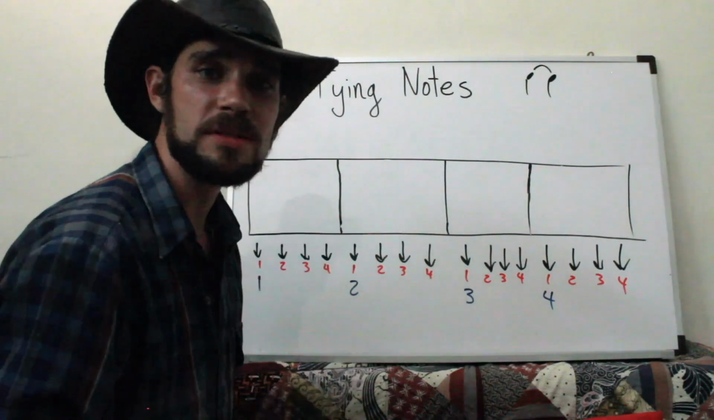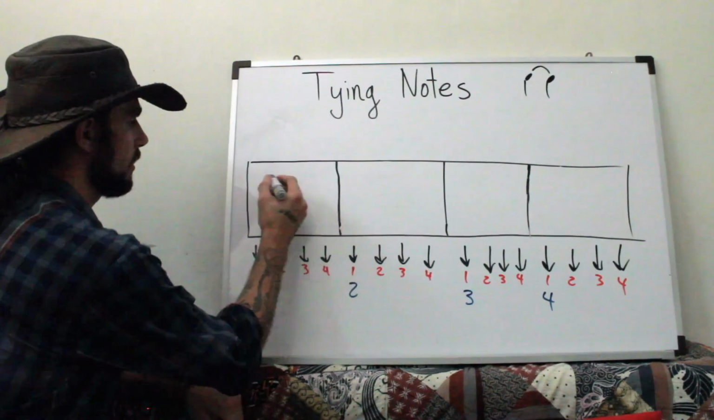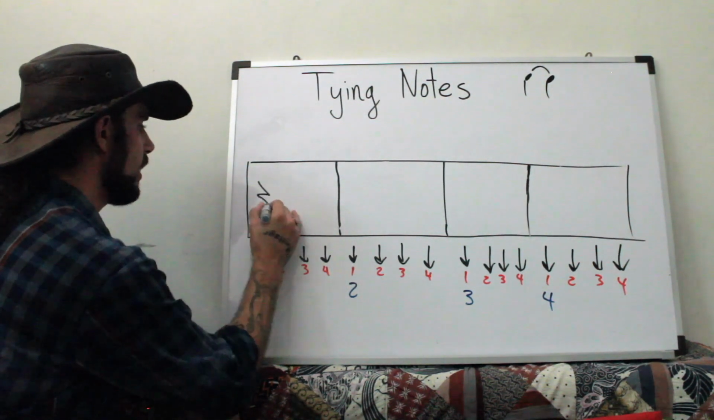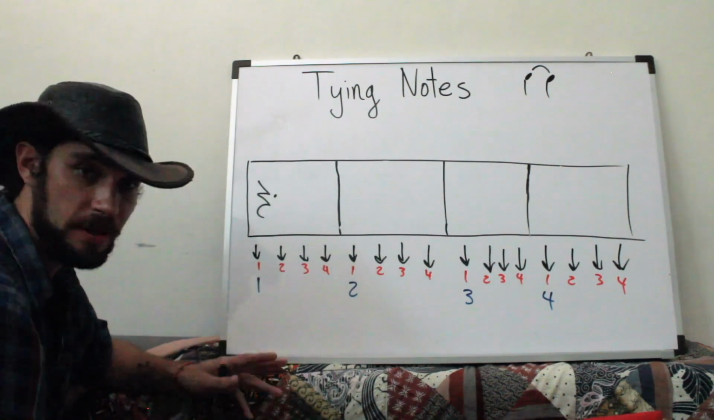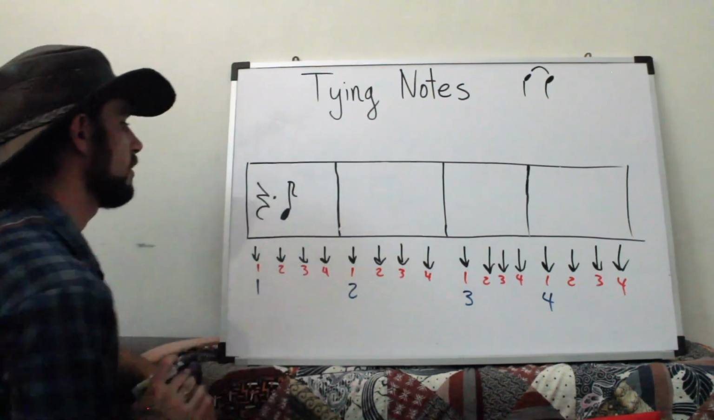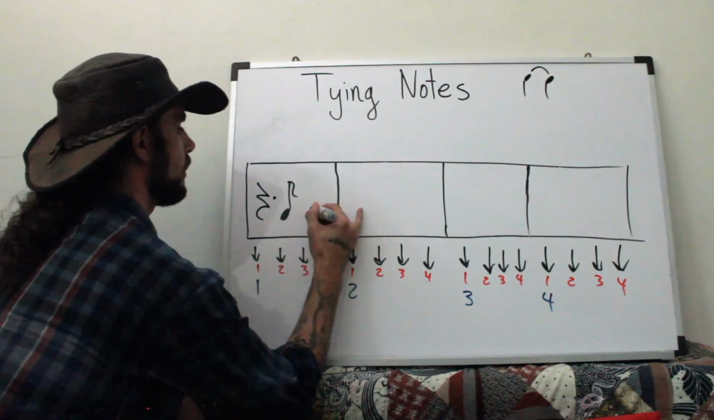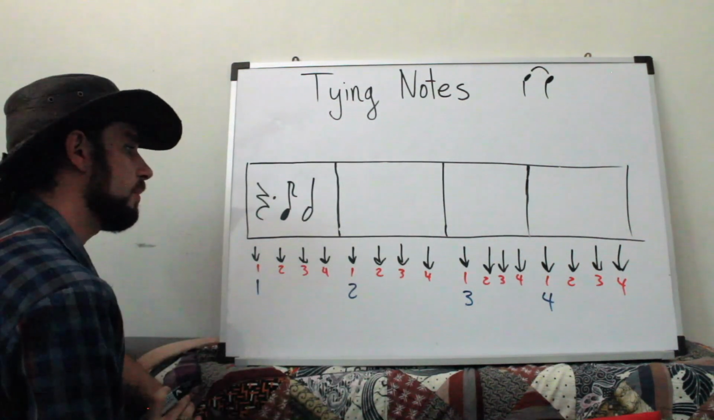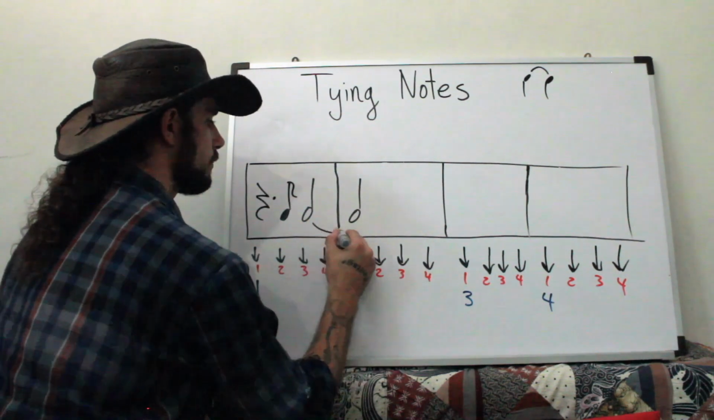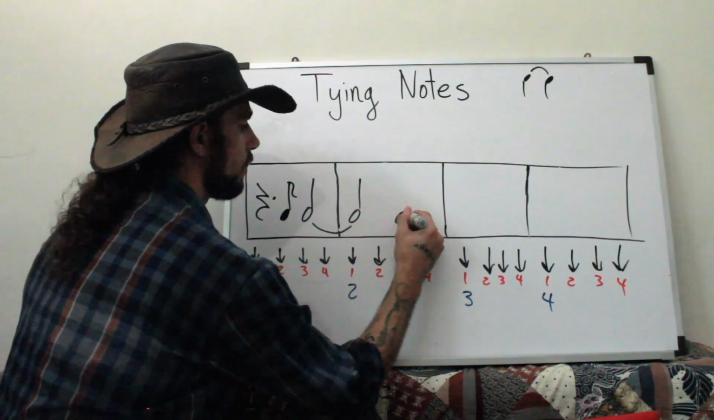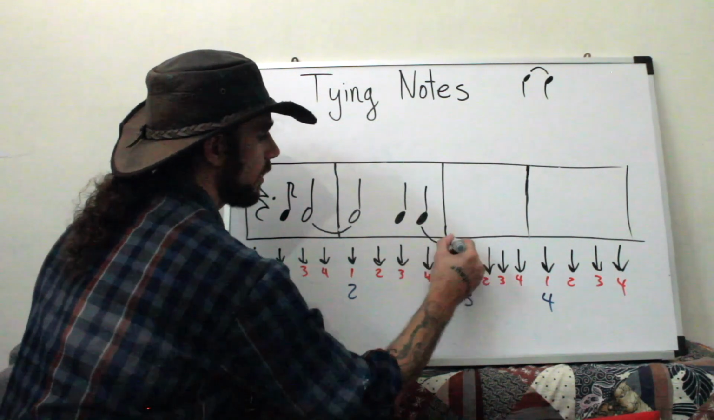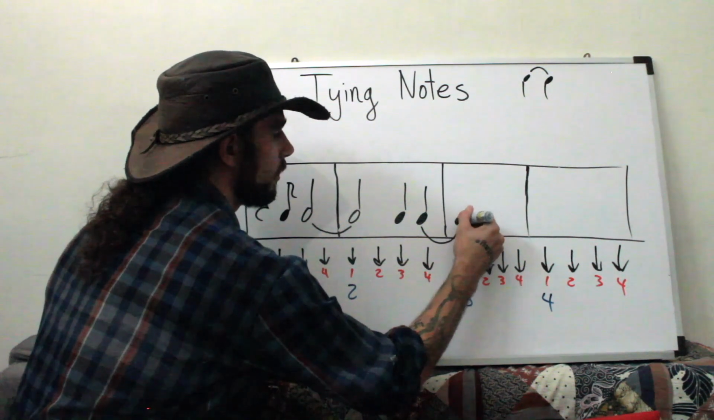All right, let's try one more example. Let's get a little crazy. Let's do a dotted quarter rest with an eighth note, half note tied to another half note, quarter note, the quarter note tied to another quarter note.